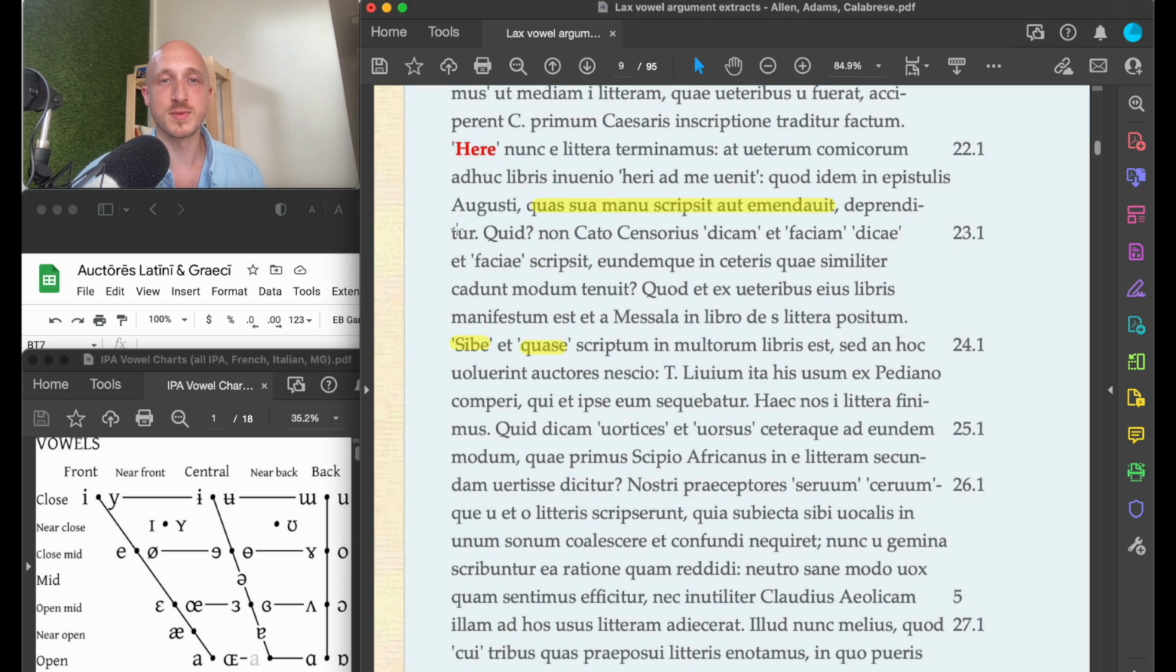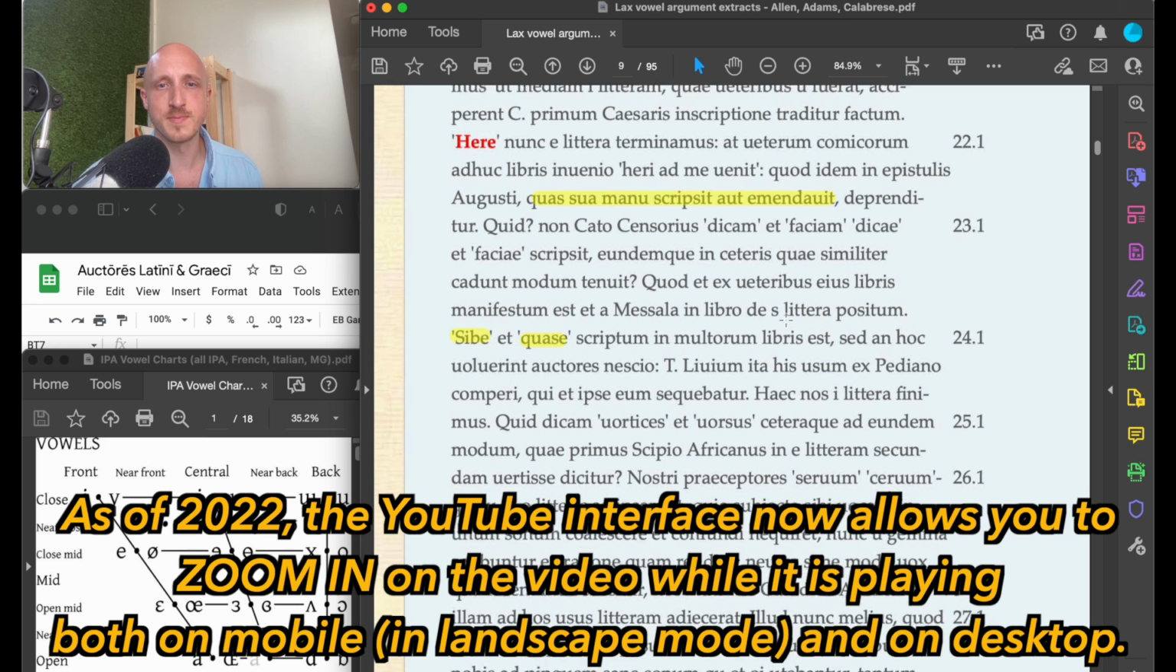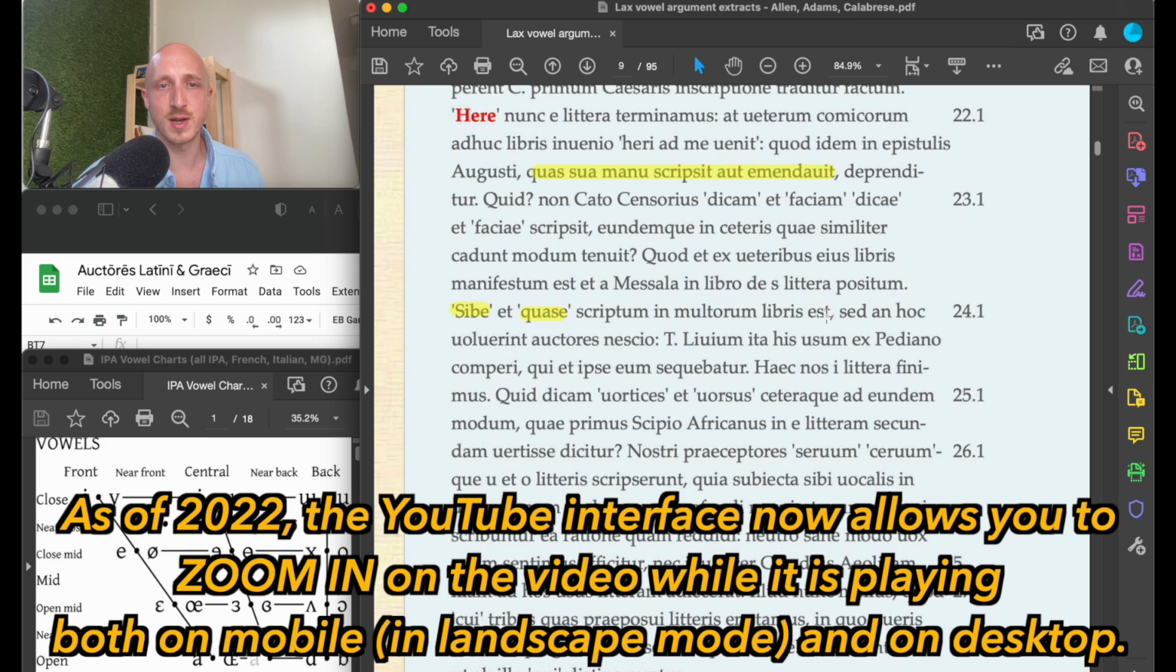And you notice that Emperor Augustus actually would apparently write, I guess, heri, but then he would correct it to heri with the letter E. Very interesting that we don't have this. Now he also mentions that some writers would apparently write sibe and quase. And that's a really peculiar thing as well, that Livy would do this.